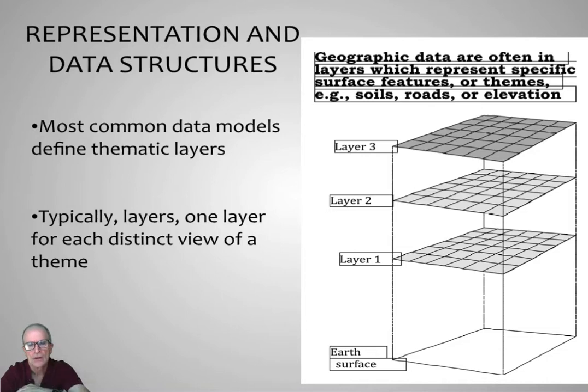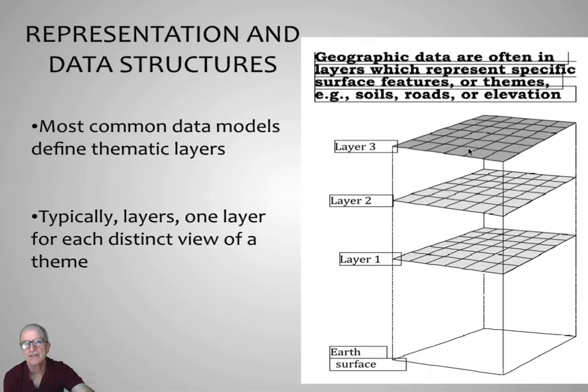We typically identify our data in a data model. We think about our data as defined by thematic layers. There's a layer for elevation. There's a layer for land use. There's a layer for air pollution concentration. There's a layer for soil type. There's a layer for population density. So we have these various layers with different features represented, different themes represented in each of the layers.